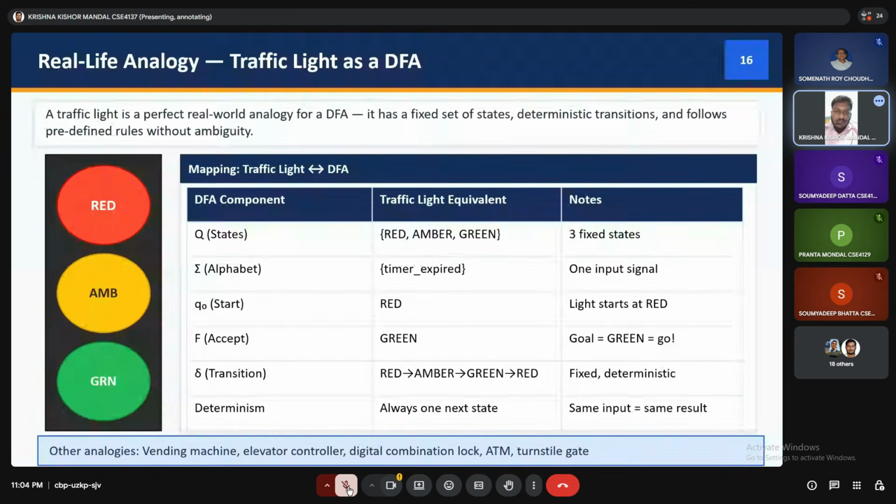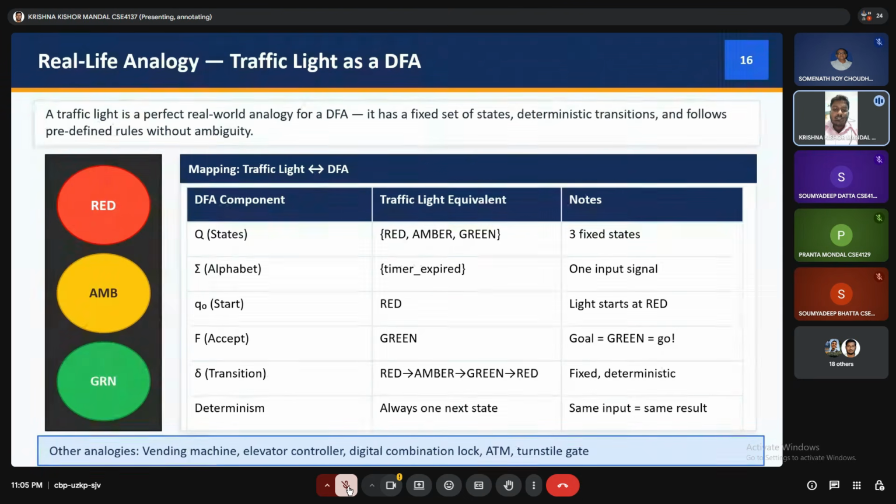Good evening, sir. Now I will explain the real life example for DFA using a traffic light. A traffic light works exactly like a deterministic finite automaton because it has a fixed number of states and follows a predefined sequence. Here the states are red, amber and green. The input is a time signal which tells the lights when to change.